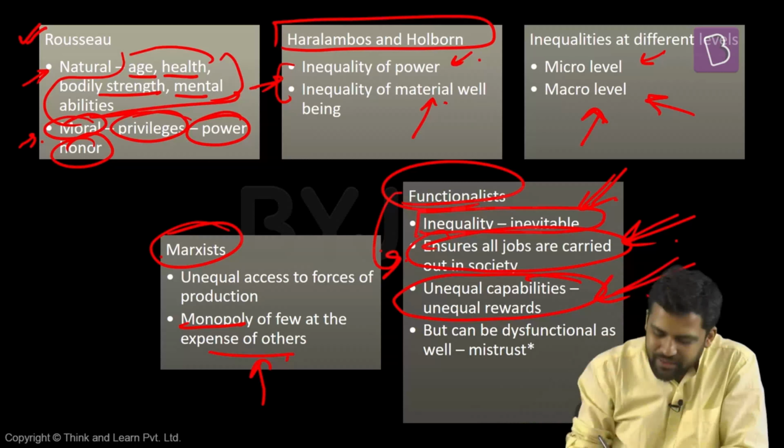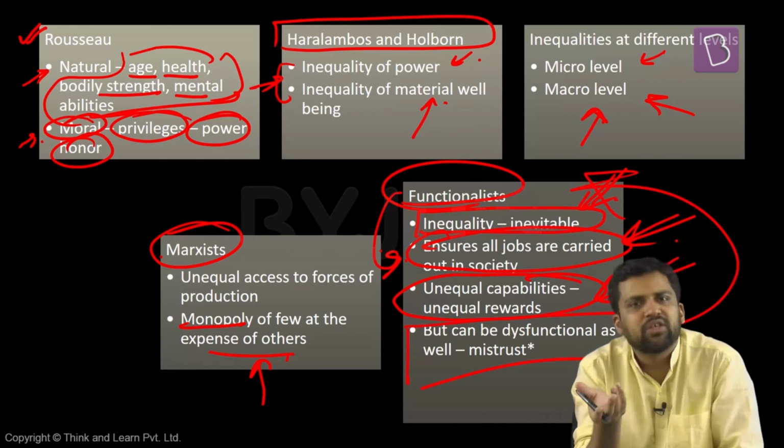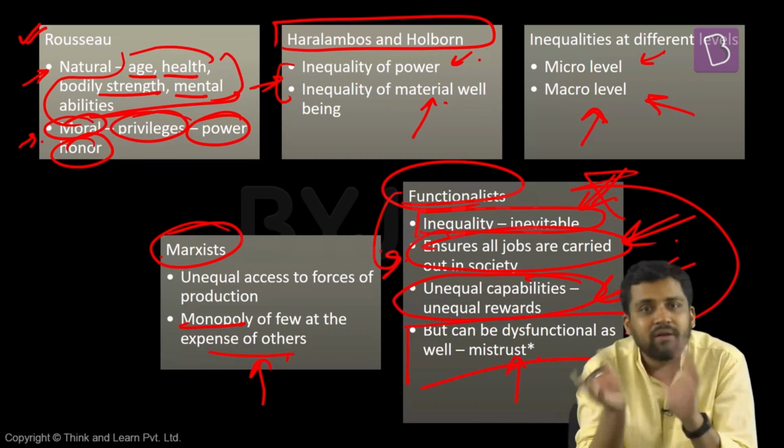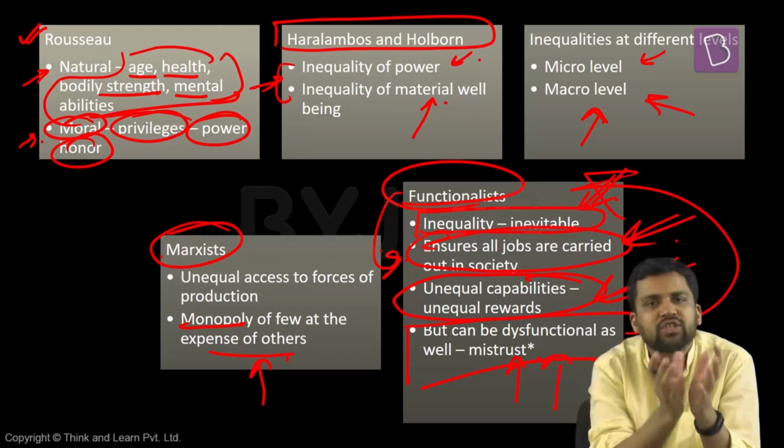But one criticism is there of the functionalist approach. Sometimes inequality can also be dysfunctional for the society. Because of inequality, there can be hostility between different sections of the population. There can be mistrust. So it can create rifts between the different members of the society. So this is a criticism of the functionalist approach towards inequality.